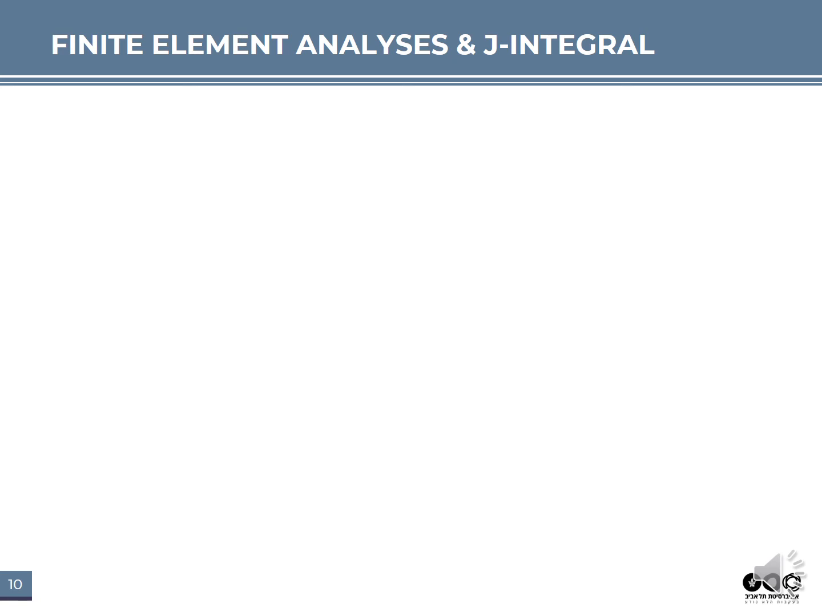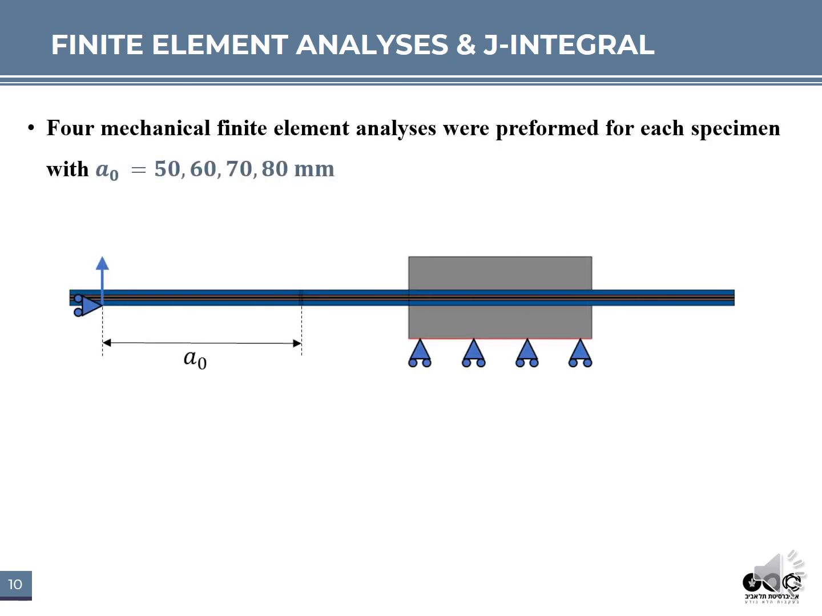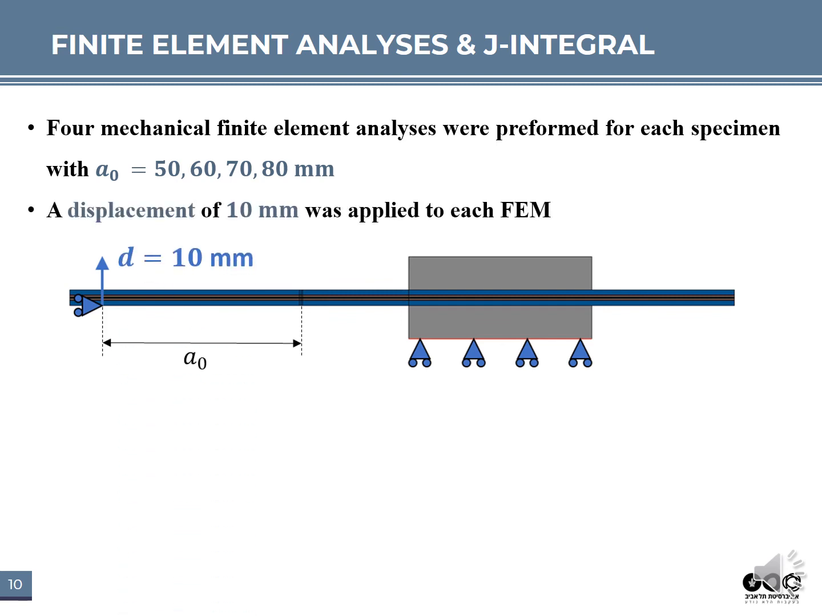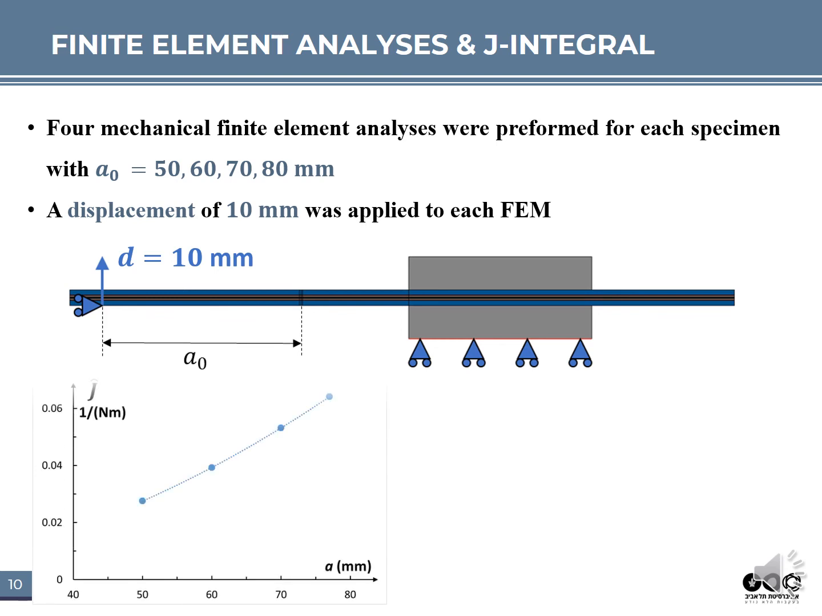The second method used was based on finite element analyses along with the J integral. For each specimen, 4 two-dimensional finite element analyses were carried out with A0 equals 50, 60, 70, and 80 millimeters in each analysis. For all analyses, a displacement value of D equals 10 millimeters was applied, and values of J at D equals 10 millimeters were obtained for each delamination length. So these were found from the different finite element analyses.